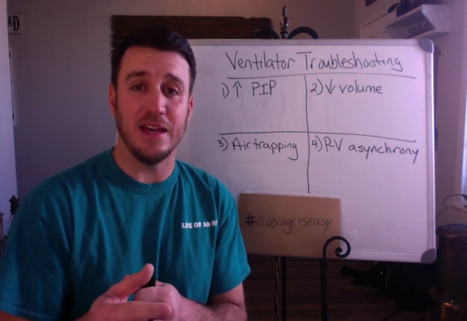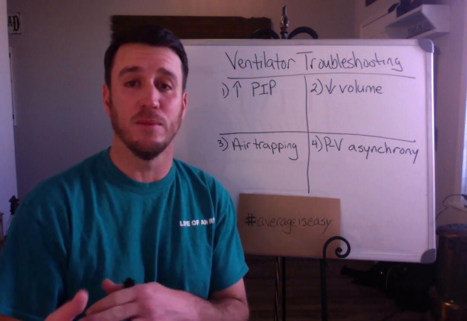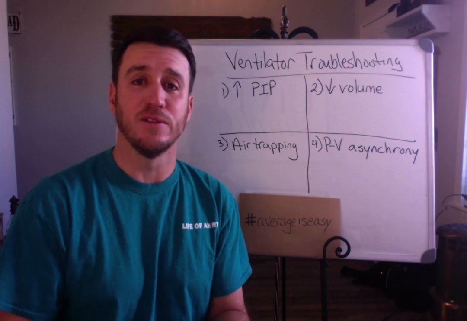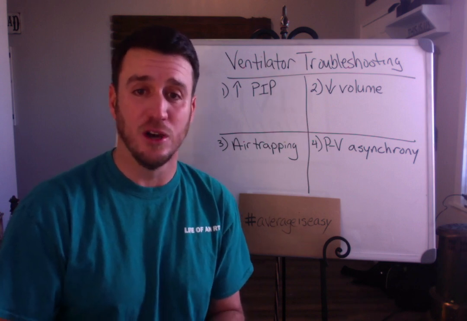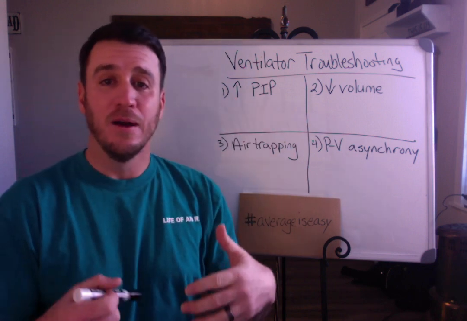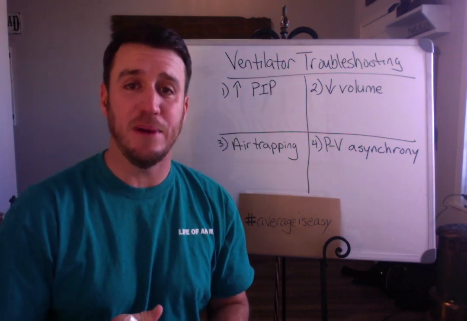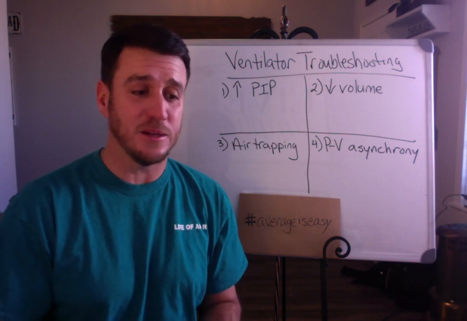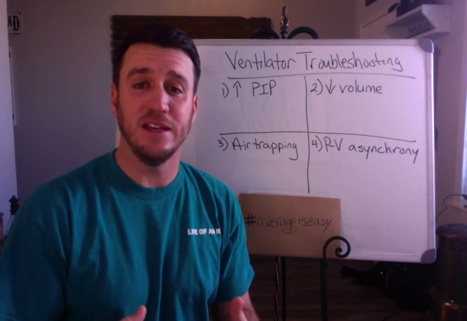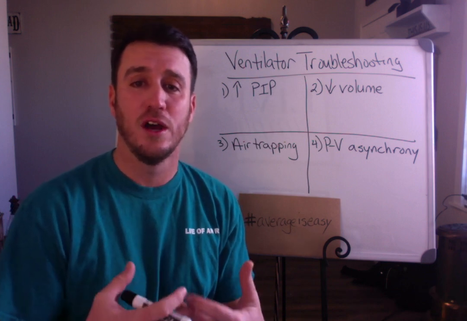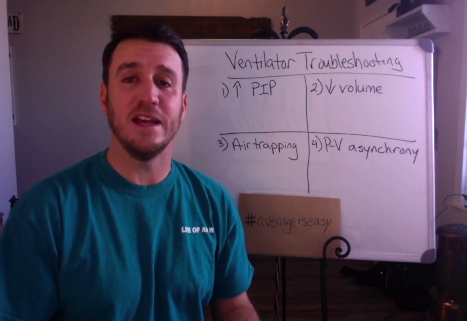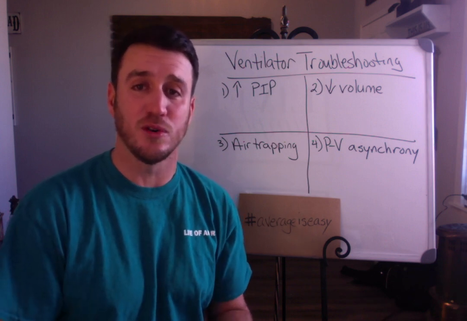What I'm going to do today is break it down into what I consider the 4 most common troubleshooting areas that often occur with ventilator management, okay? So the first one on the board I have here is PIP. And so oftentimes you're going to have a patient, and this is often a patient that's going to be in assist control or SIMV, some sort of volume control ventilation, and the patient is going to present with an increase in their peak inspiratory pressure.